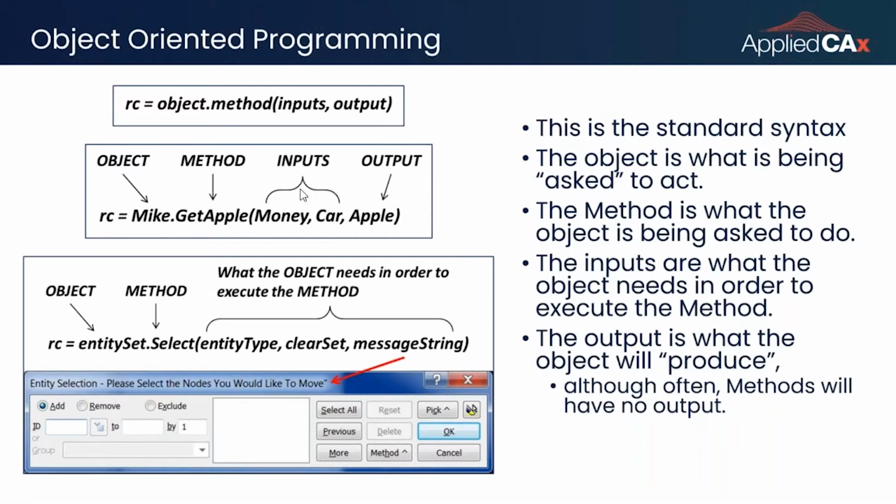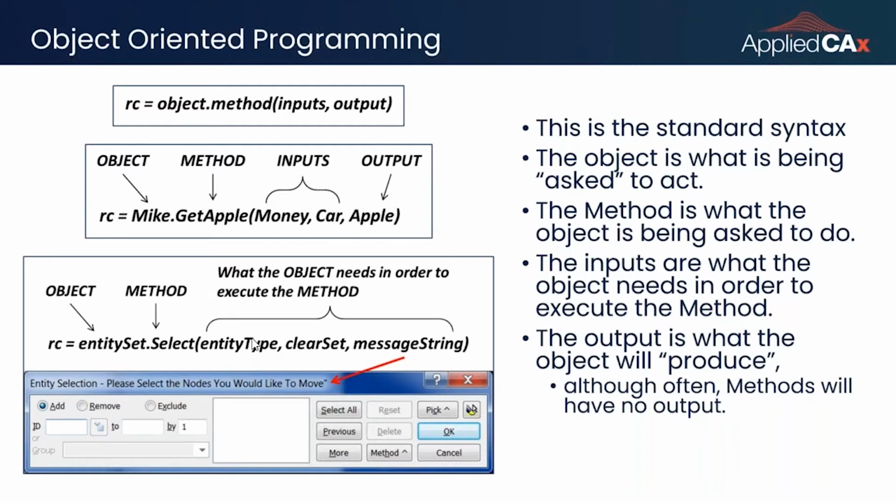So we've got this obnoxious little example here with Mike. We're asking him to go get an apple, give him money and a car, and he's going to come back with an apple. This translates over to FEMAP with this box you see used all over the place. This is really what you would have behind the curtain there. We have a set object. We're going to have something to carry this information, nodes or elements or whatever we're going to be selecting. We're asking that object to use the select method, which means this box is going to pop up in the GUI.